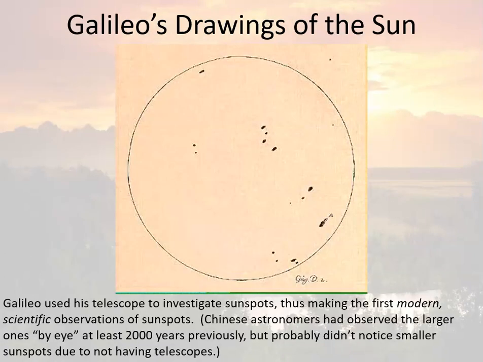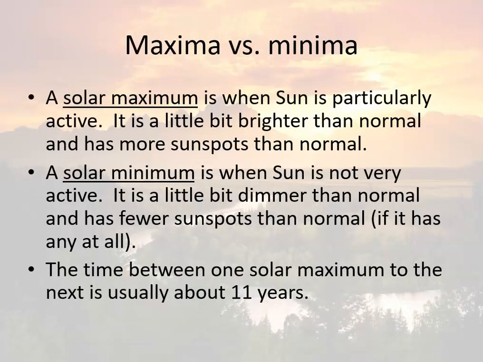Now, this is one of Galileo's drawings of the sun, and again, even ancient Chinese astronomers also knew about sunspots, but Galileo made a number of sunspot observations, and this really gives us our first modern record of sunspots from the scientific perspective. Now, there are times where we get more sunspots than at others. Times where our sun is particularly active and we have lots of sunspots, we call that a solar maximum.